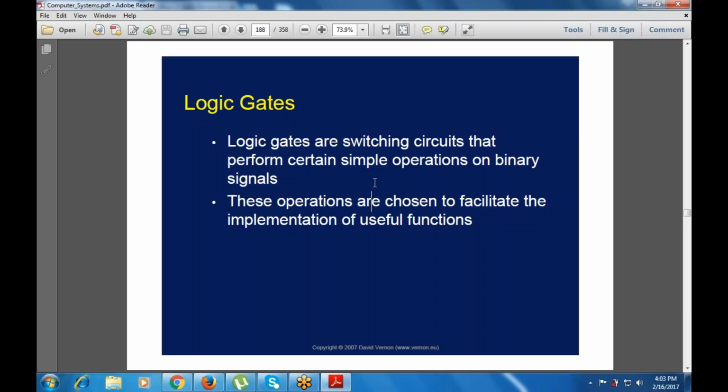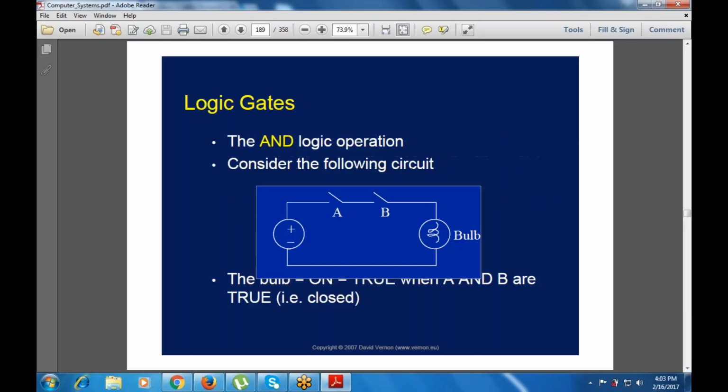Logic gates are the switching circuits that perform certain simple operations on binary numbers. Whatever binary number we are using, the simple operation is performed on binary signals, and these operations are chosen to facilitate the implementation of a useful function. Now, let's come to the first function, that is the AND function or the AND logic gate.